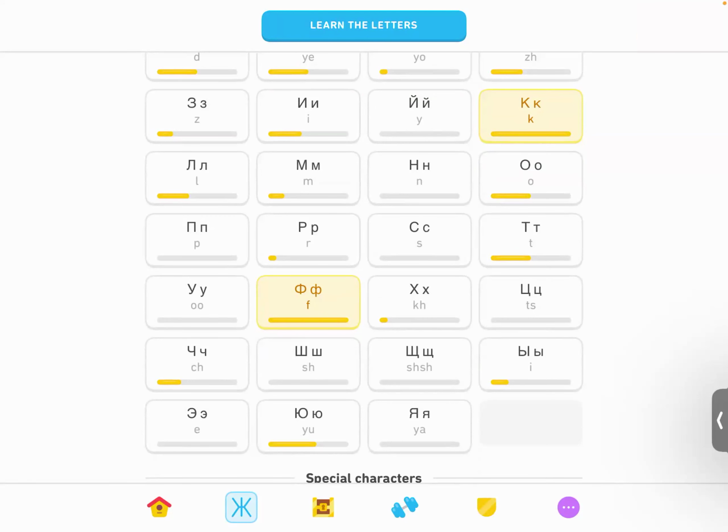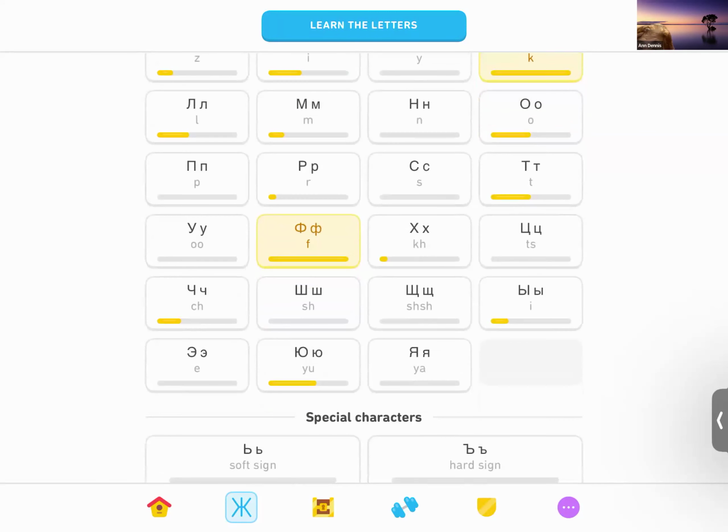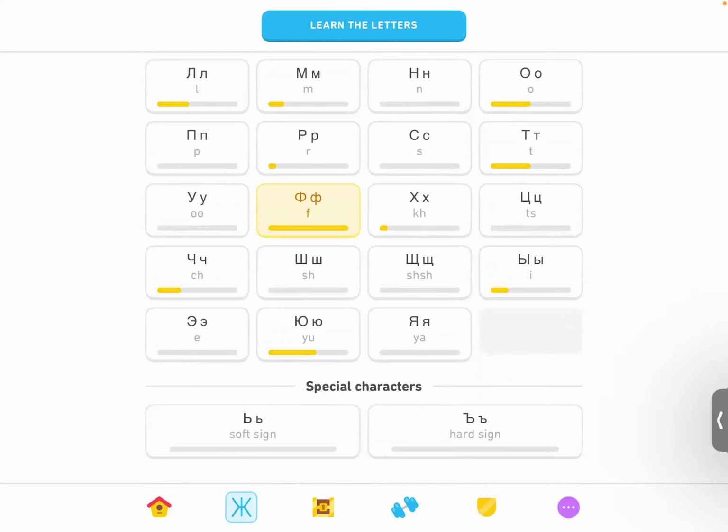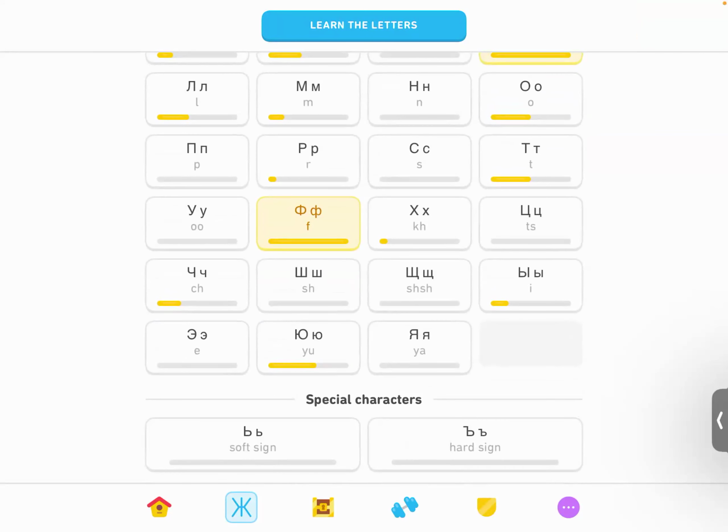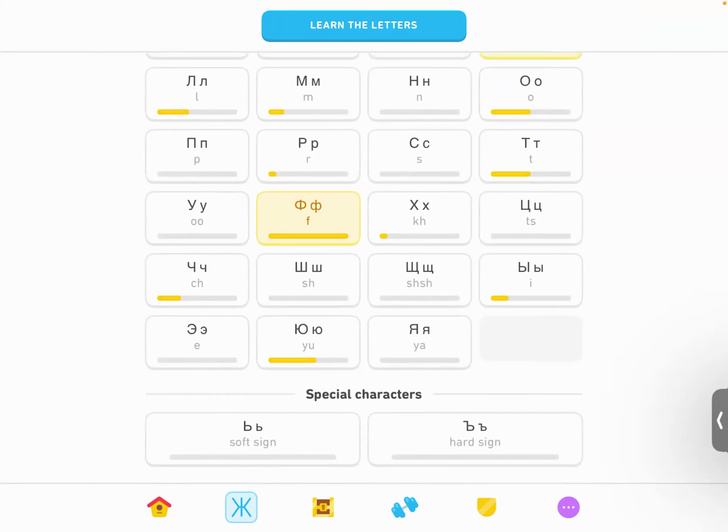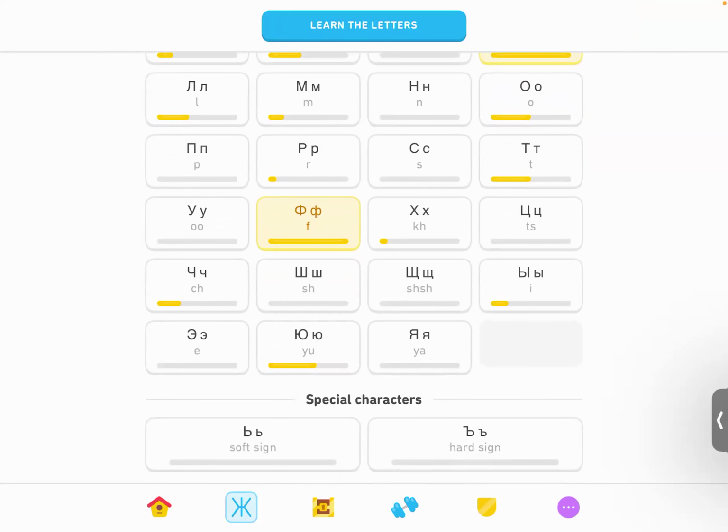Then 'Uy'. E, 'eh'. And then there's this one, Yu. It's Y-U. And then Ya, which looks like a reverse R. And then these are some special characters. They don't have pronunciations, but they change the way that you pronounce a word. So there's literally a soft sign and a hard sign.